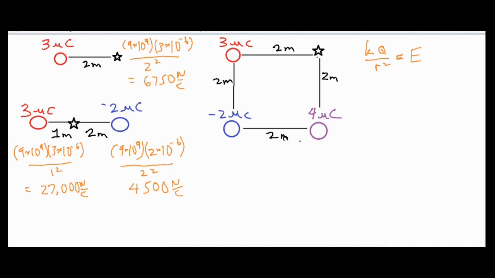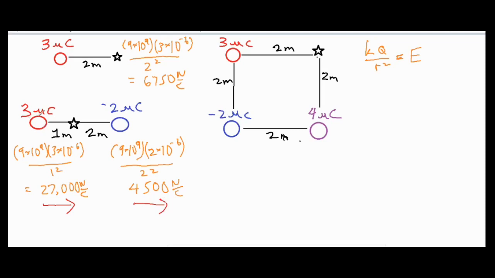All right, now that we've solved for the electric field for both of those charges, we have 27,000 and 4,500 newtons per coulomb. Now remember, the direction of the electric field is based on a positive test charge. So if we're at this little star over here, it's going to be pushed to the right. It's going to be repelled from this positive Q, and then it's going to be attracted towards this negative, because the electric field lines are always moving towards a negative charge. So this position where the star is would be directed towards the right.